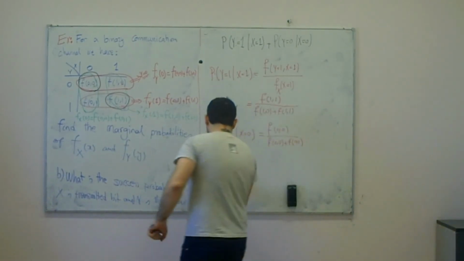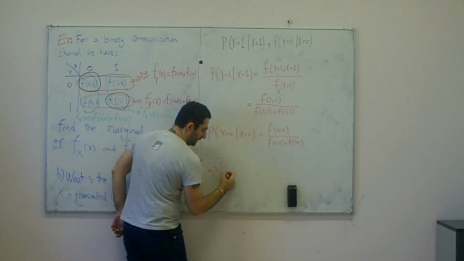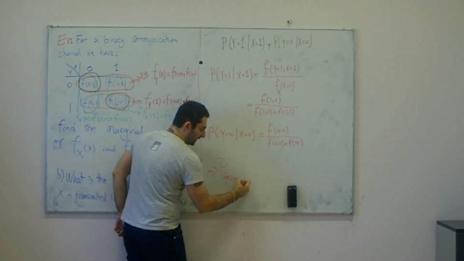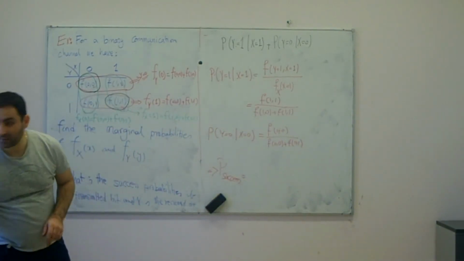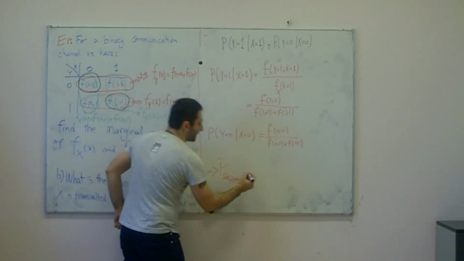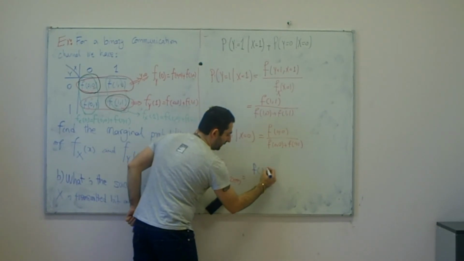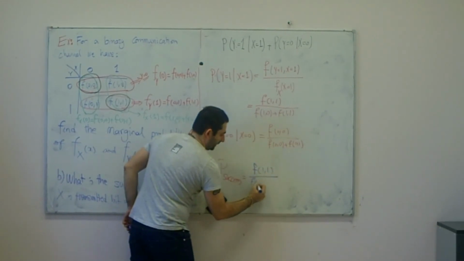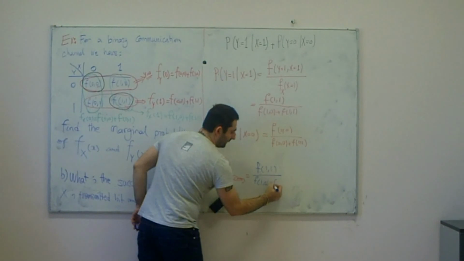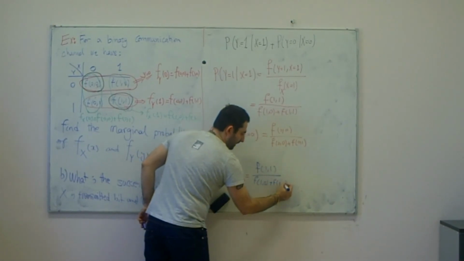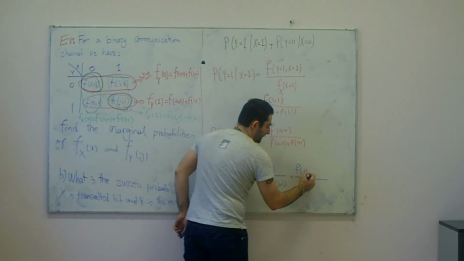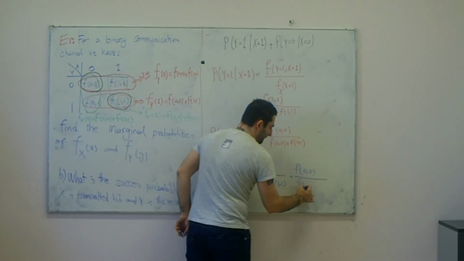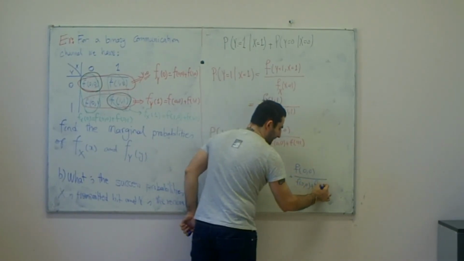In other words, the probability of success is the addition of the probabilities that I have just calculated. So it's f11 over f10 plus f11, plus f00 divided by f00 plus f01.